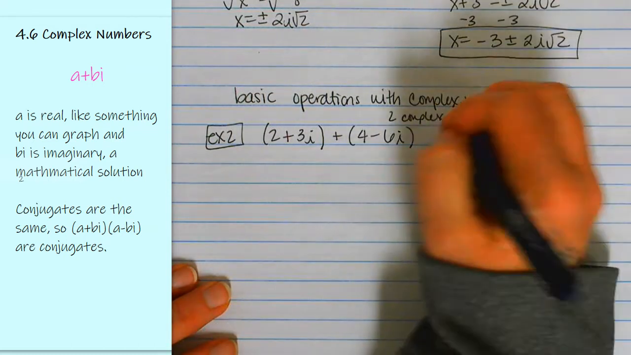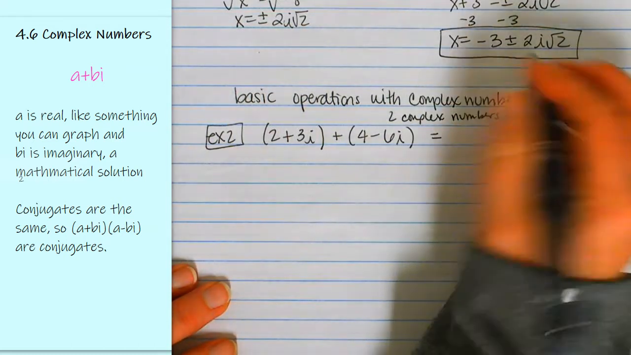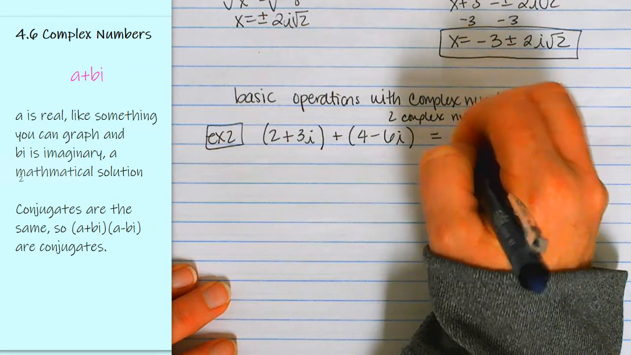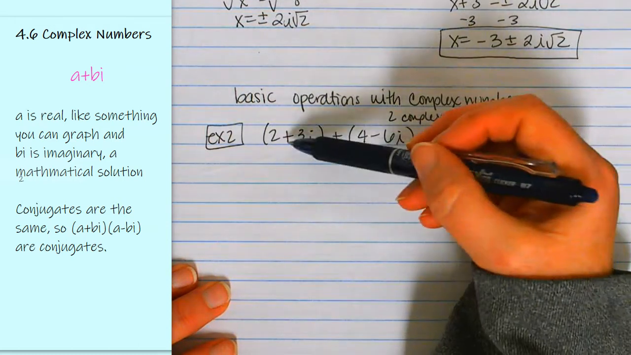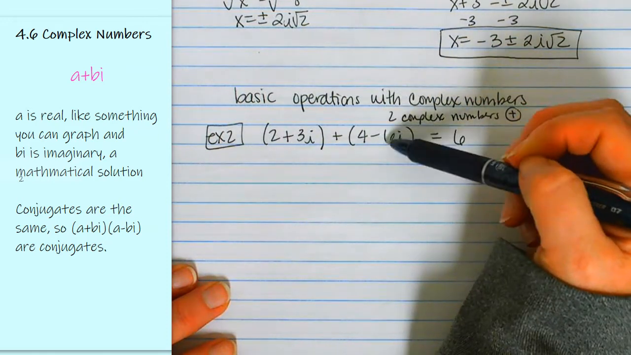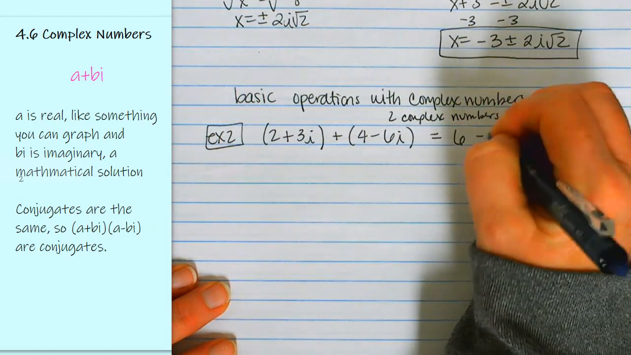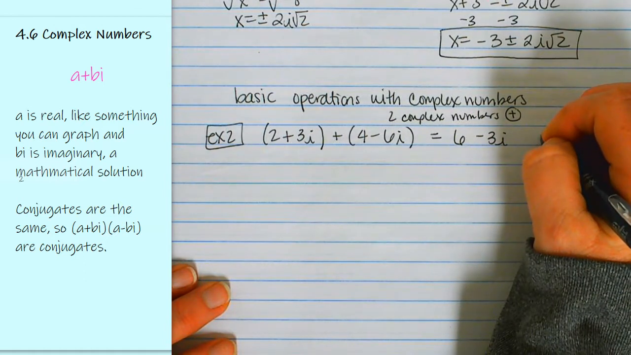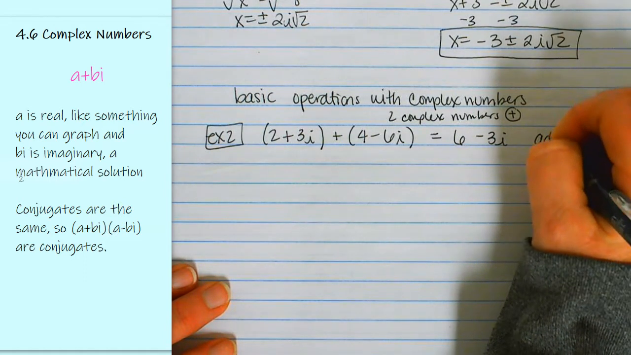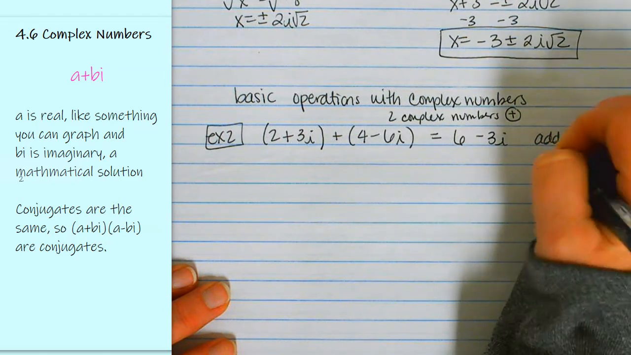So in order to get the sum, we're going to add the real numbers together. So 2 plus 4 is 6. And we're going to add or subtract the imaginary numbers. We have 3 i's minus 6 i's. Altogether, that's negative 3 i's. So it's the same exact thing as adding or subtracting like terms.